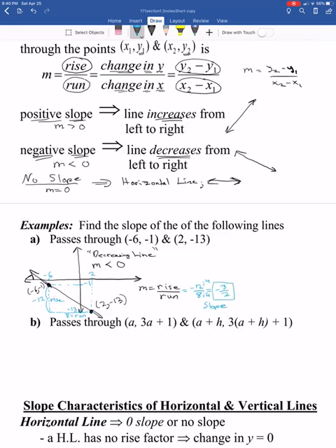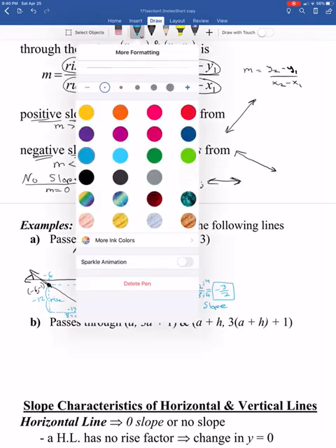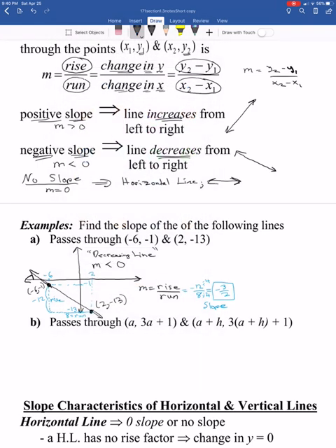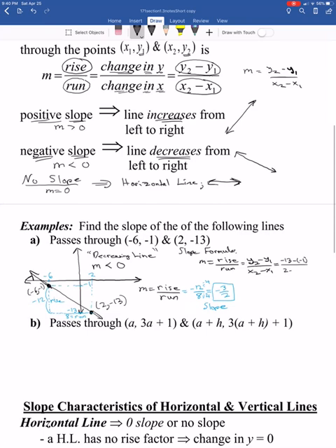There's your slope. Now, of course, you could also use the slope formula, but I wanted to show it to you looking at it. So let's go to our formula that we just established earlier. Right, m, again, being rise over run, right, is equal to y2 minus y1 over x2 minus x1. So that's -13 minus -1 divided by 2 minus -6.